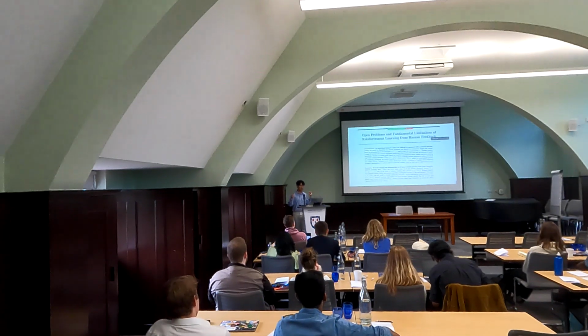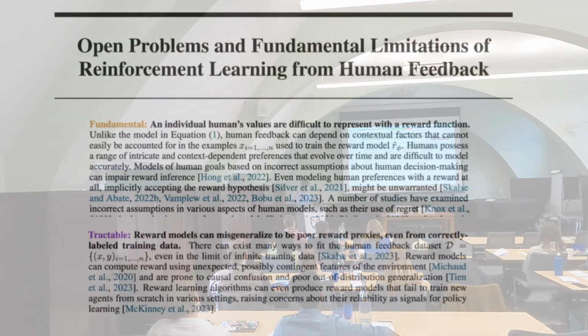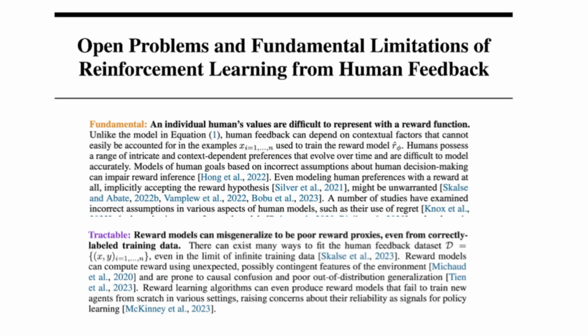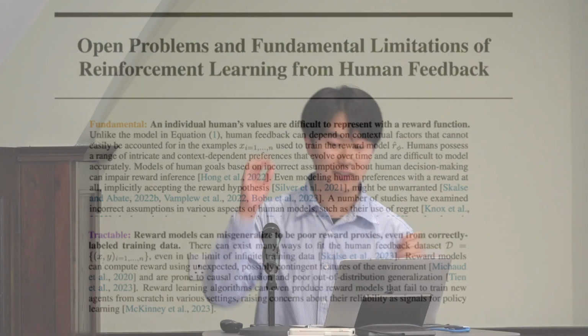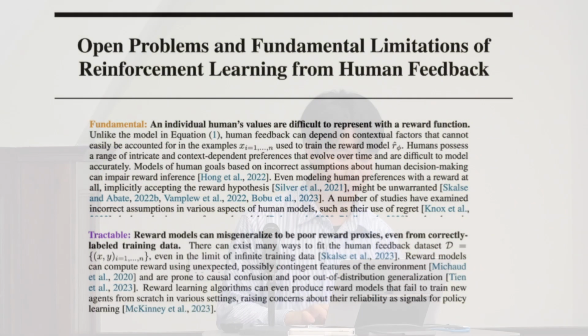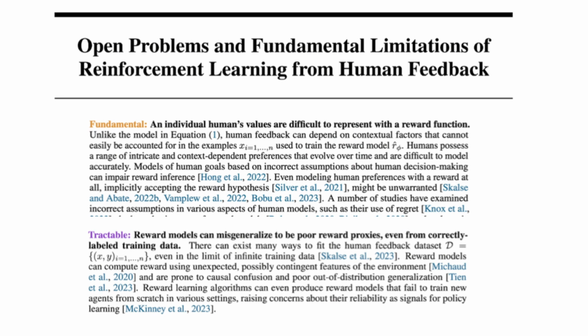And they essentially criticized a lot of RLHF literature. In particular, they criticized things that you or I might criticize around an individual's human values being difficult to represent with a reward function. Can you really use this sort of assumption? Is this assumption even correct? And reward models, even if they have correctly labeled training data, can generalize to be poor reward proxies. They can have these sorts of quirks that are easily exploitable by the actual language model.